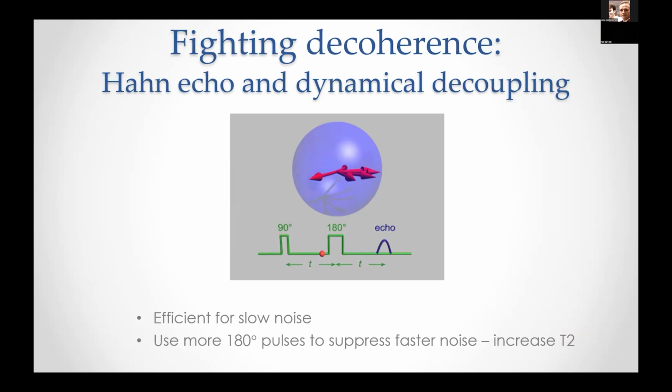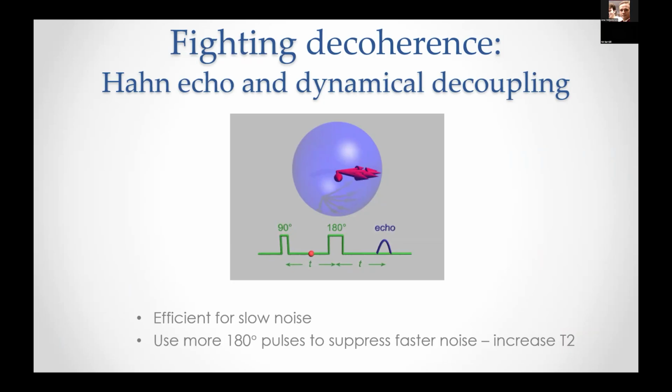Now, of course, you can understand from this description and animation that this only works if whatever noise is causing the spread of the spin here is exactly the same noise in the other part of the sequence to have it really cancel out.